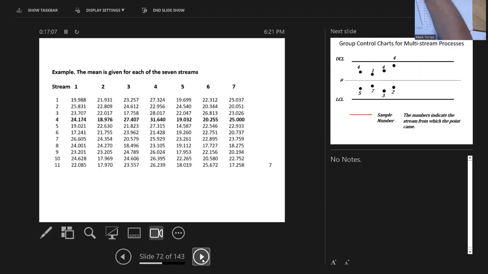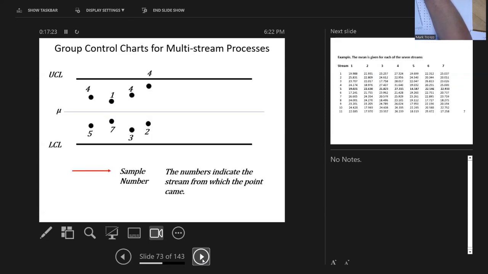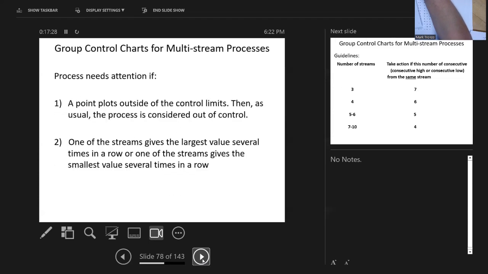And so you keep doing that for every time you take a sample, could be every half hour, every 15 minutes. You're taking 4 parts from each stream. Each of these numbers represents the average of those 4. So just go on and plot those. Just keep plotting them. And so the process needs attention if a point plots outside the control limits. Then again, just like before, it's considered out of control if it does.